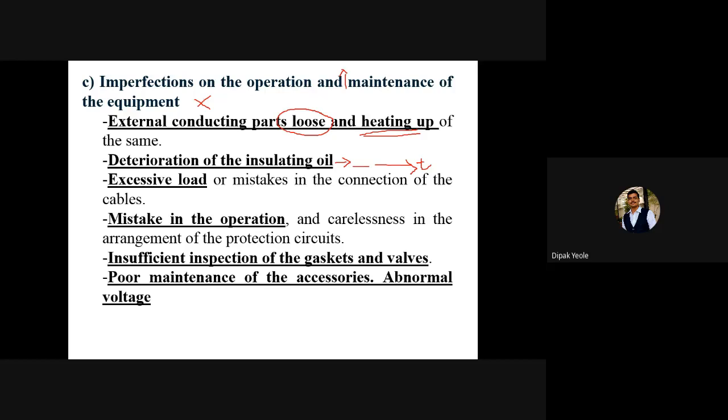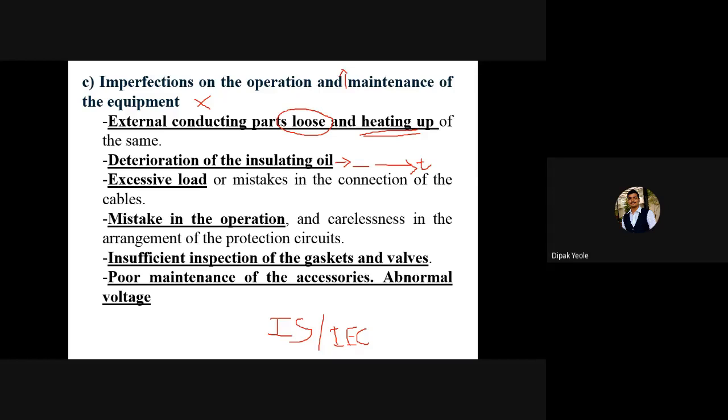The standard protocol is available, the standard procedure is available as per IS, or you can say international standards, or you can say International Electrotechnical Commission. So you have to follow this standard procedure and you have to do the maintenance.